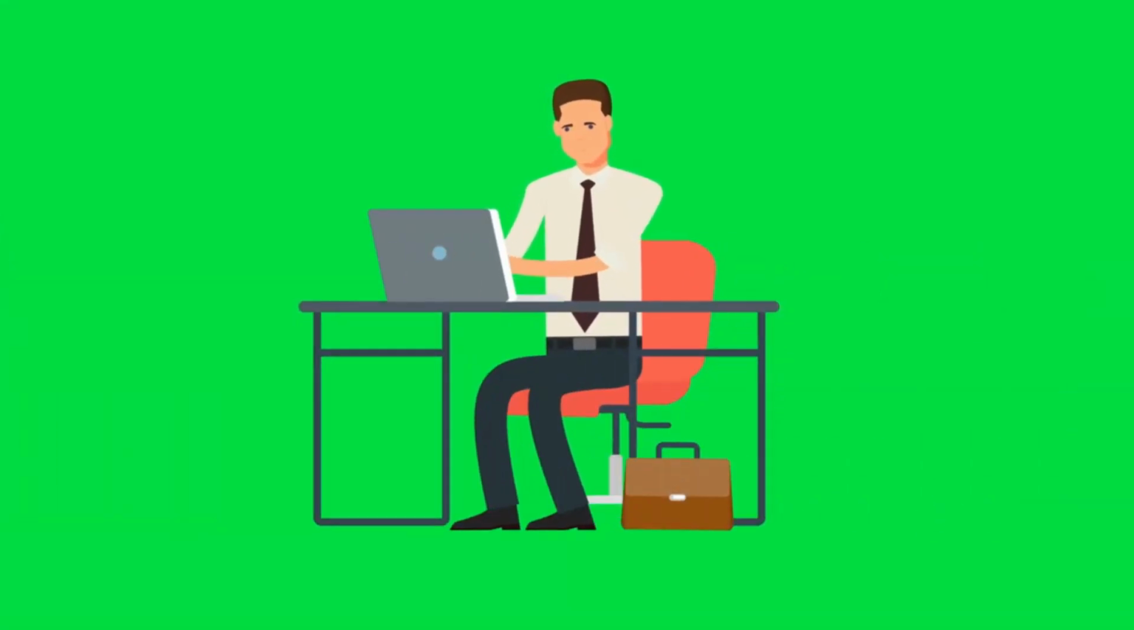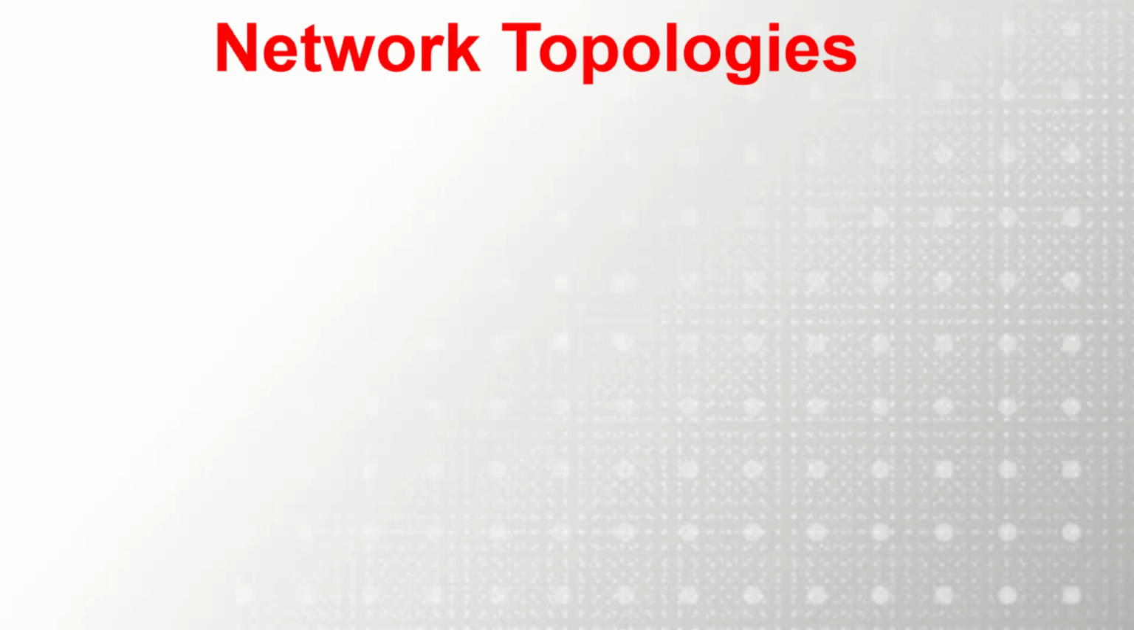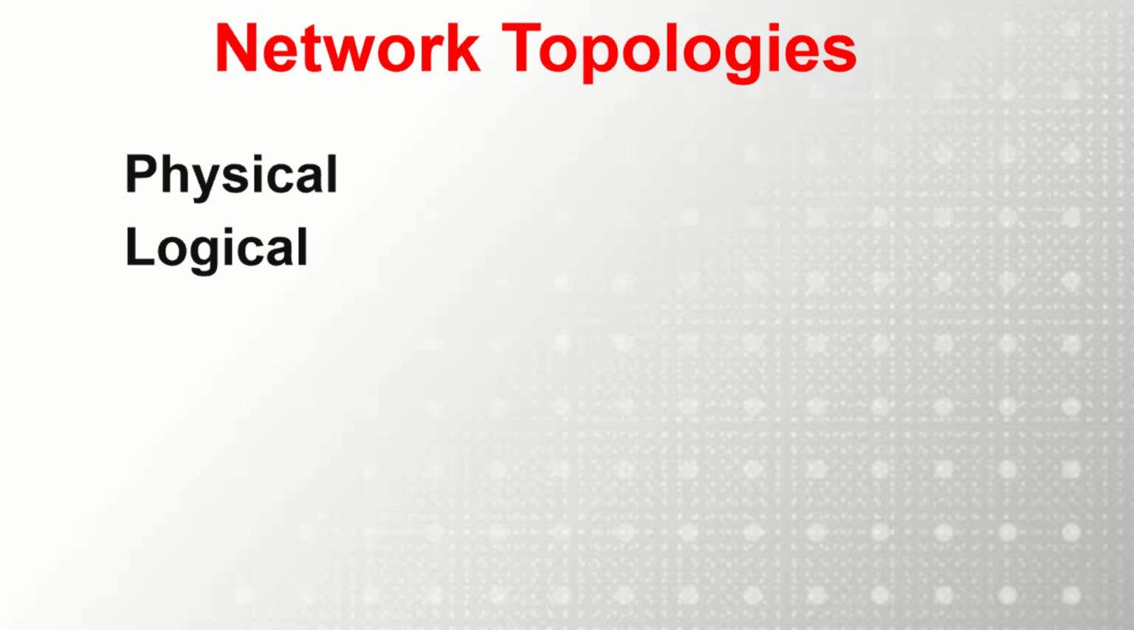In this lesson, we're going to discuss the network topology. A topology is a graphical depiction of the layout of a computer network. There are two different types of topologies. The physical topology describes the layout of the network or how devices are connected. A logical topology describes how devices communicate with each other or how data is transmitted on the network.